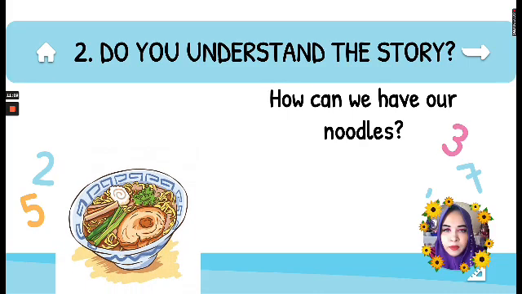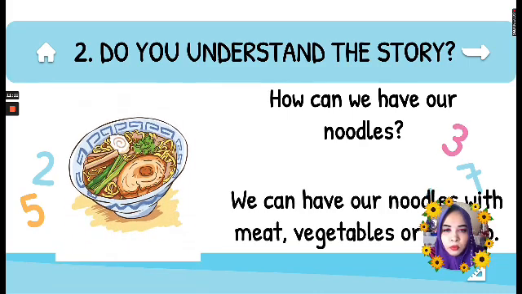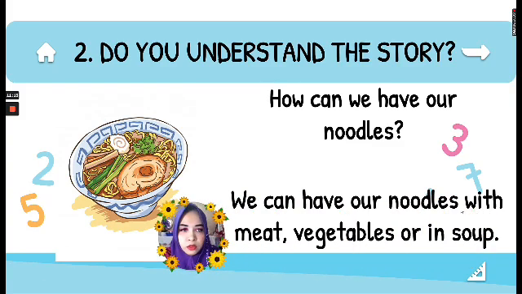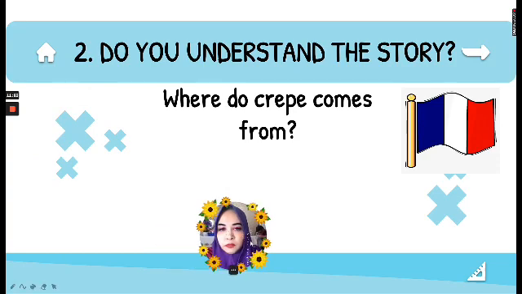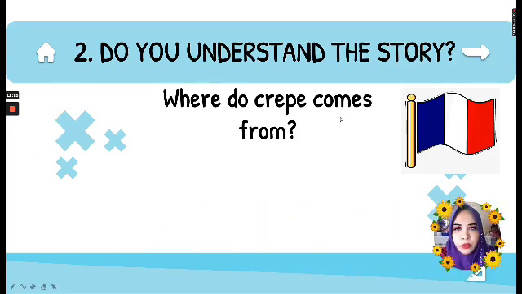This is the famous noodles. We can have our noodles with meat, vegetables or in soup. Okay, itu jawapan yang ada dalam teks. Alright, next one. Where do crepes come from? Crepes ni datang dari negara mana ni? Tengok bendera ni. Siapa tahu?